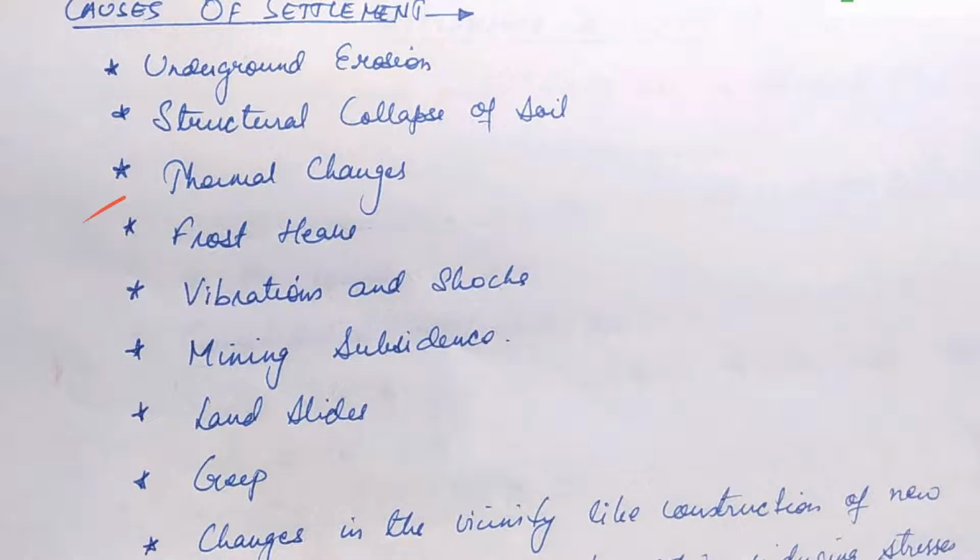Then there can be thermal changes, which can be responsible for the shrinkage in expansive soils, due to which settlement may occur. Can have frost heave. It occurs if the structure is not founded below the depth of frost penetration. When thaw occurs, foundation may settle down. Then vibrations and shocks cause large settlements, especially in loose cohesion-less soils. There can be mining subsidence, which occurs due to removal of minerals and other materials from the mines below.